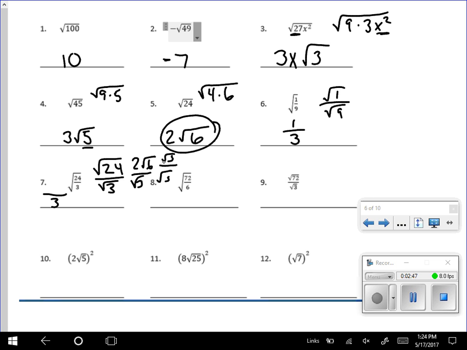Okay, now I can multiply inside my radicals. So I'd have 2 times the square root of 18. Well, that has a perfect square factor of 9. So 2 times 3 times the square root of 2. So I'd have 6 times the square root of 2. Simplify any fraction here. So our answer would be 2 times the square root of 2.